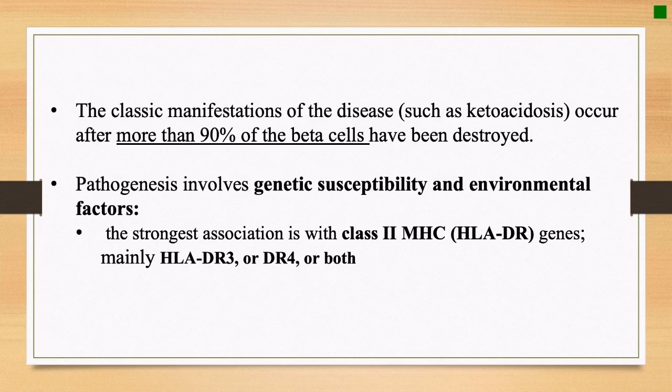As with most autoimmune diseases, the pathogenesis of type 1 diabetes involves genetic susceptibility and environmental factors. The strongest genetic association is with the class 2 major histocompatibility complex HLA-DR genes. Between 90 to 95% of white patients with type 1 diabetes have HLA-DR3 or DR4 or both.